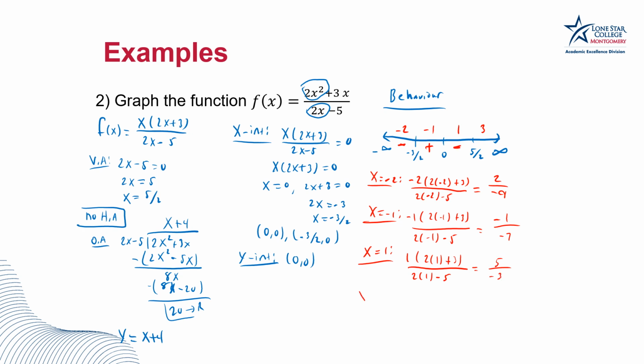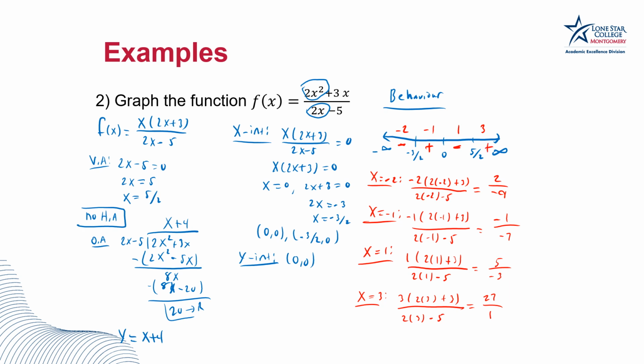And lastly, when x equals 3, we have 3 times (2 times 3 plus 3) over (2 times 3 minus 5). So 6 plus 3 is 9, times 3 is 27, divided by 6 minus 5, which is 1. So again, it gets us positive.